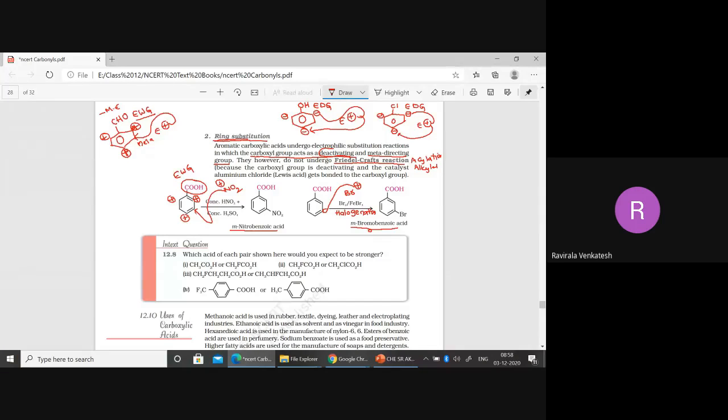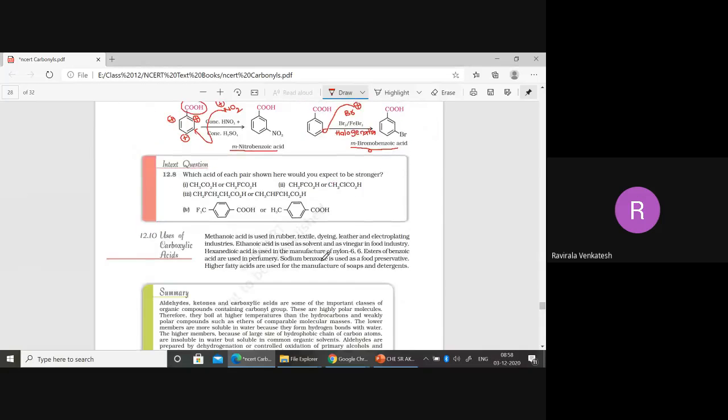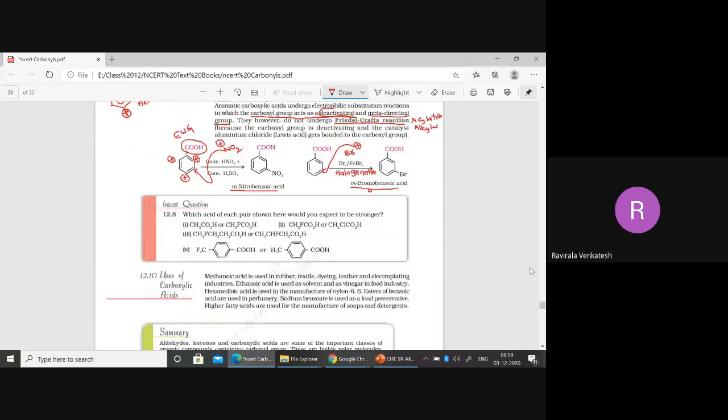Now let me take 12.8. This is the last thing we'll see. 12.8: which acid of each pair is the stronger acid? Can you say this one, beta? In the first one, which is the stronger acid, beta? First one: CH3COOH. Are you there?